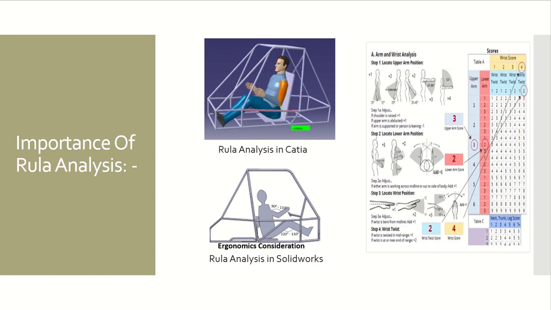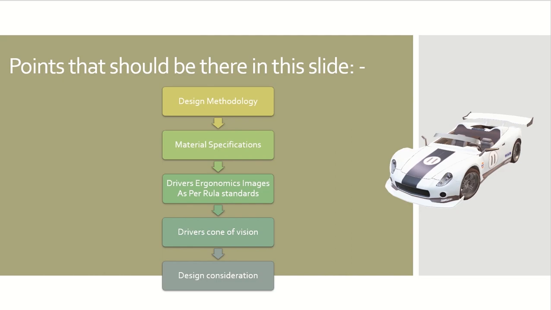Now the points that should be there in the slide: design methodology, material specification, material dimensions, material composition with rulebook specification, image of driver's ergonomics as per RULA standards, driver's cone of vision, design consideration. Now as per our experience, we have made an example layout slide for you guys.